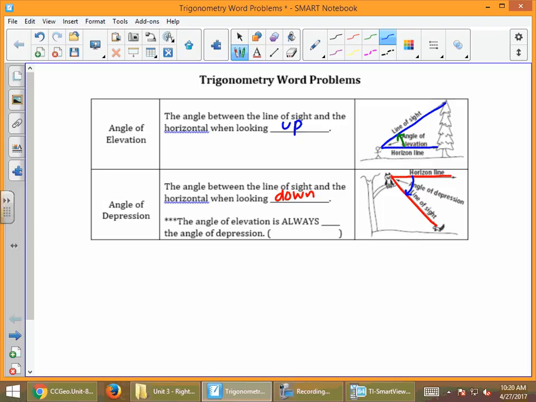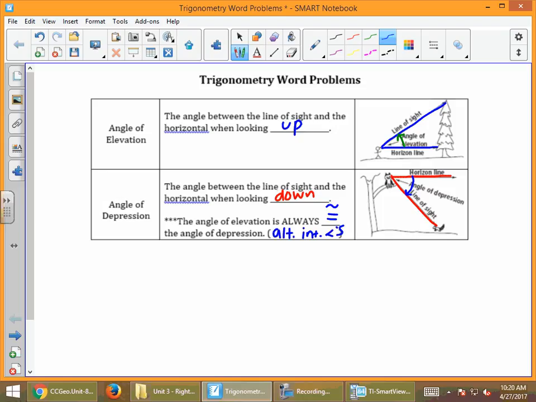One thing to know is that the angle of elevation is always congruent to the angle of depression. The reason is that the angle of elevation and the angle of depression are always alternate interior angles, what we talked about last unit, and we'll see this in an example next.